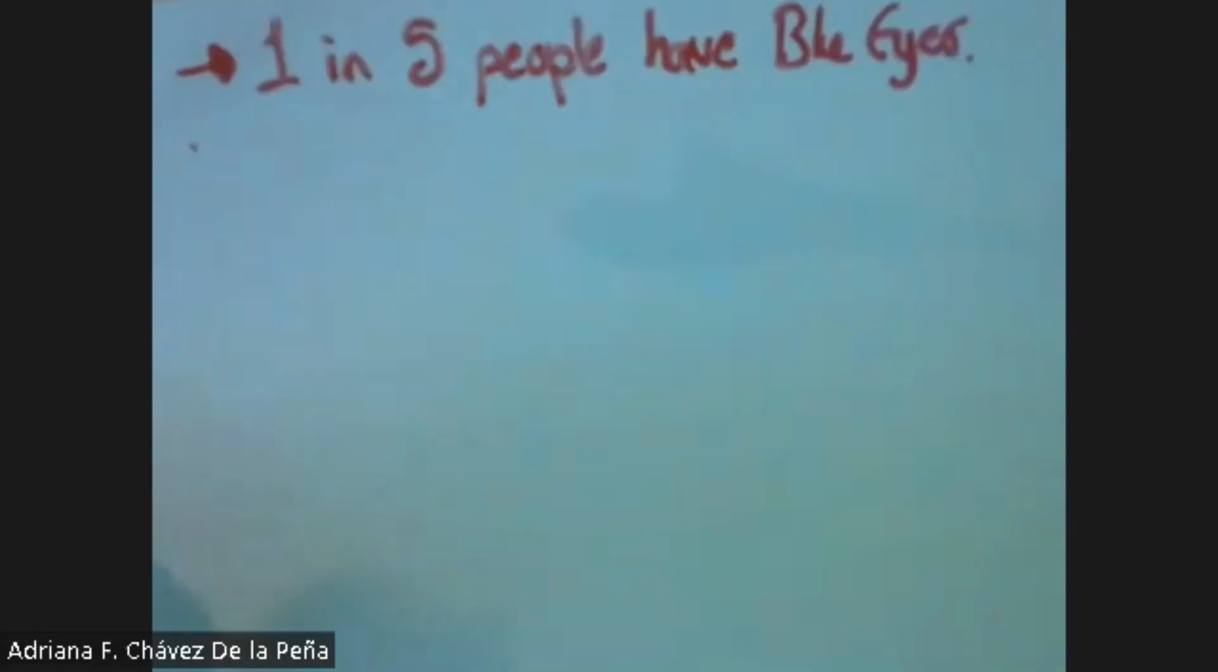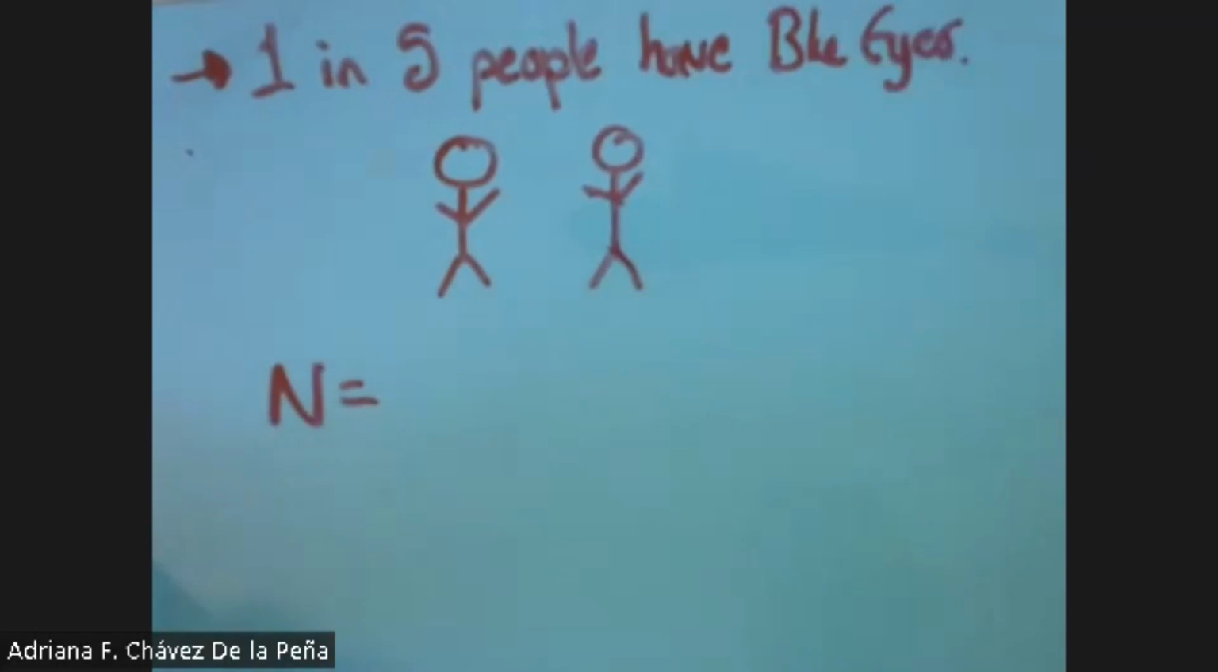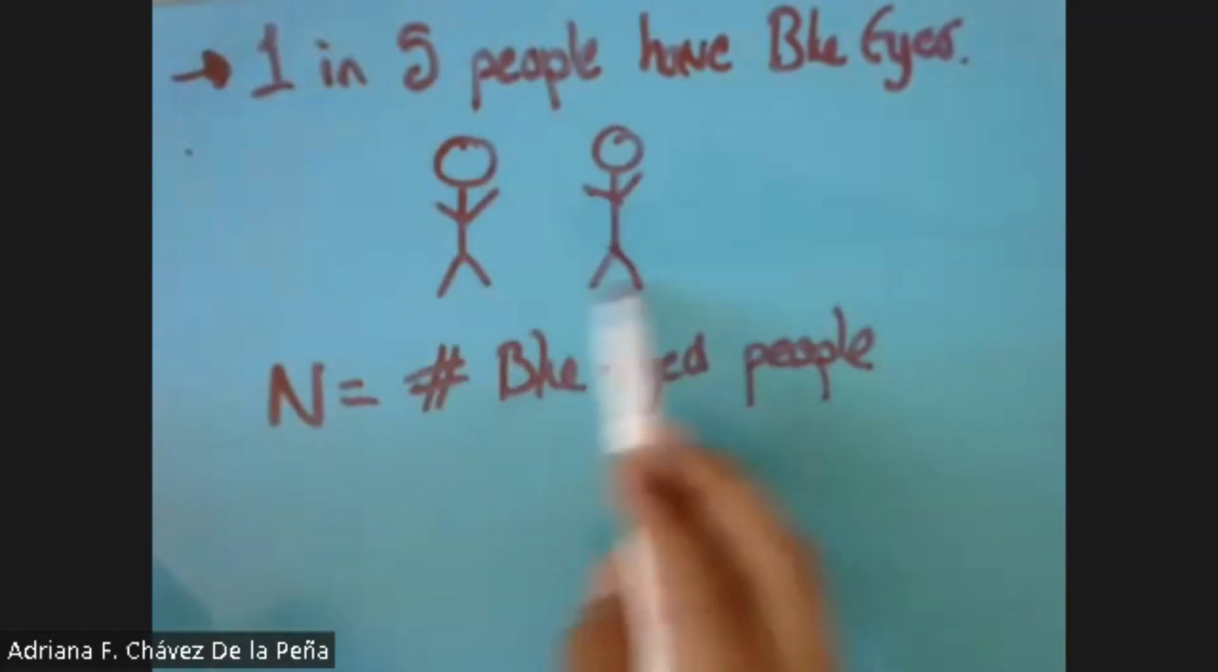So we're asked to assume that we know somehow that 1 in 5 people have blue eyes. And then for the problem setup, we are told that we select 2 people at random. So we grab 2 strangers from the world and we are asked what is the probability mass function over n, where n is a variable that denotes the total count of blue-eyed people in my little sample of 2.